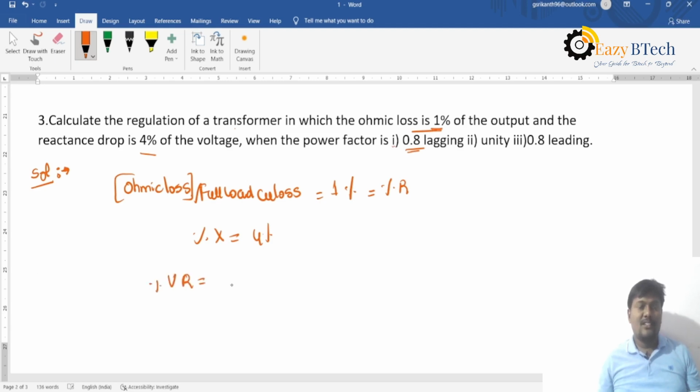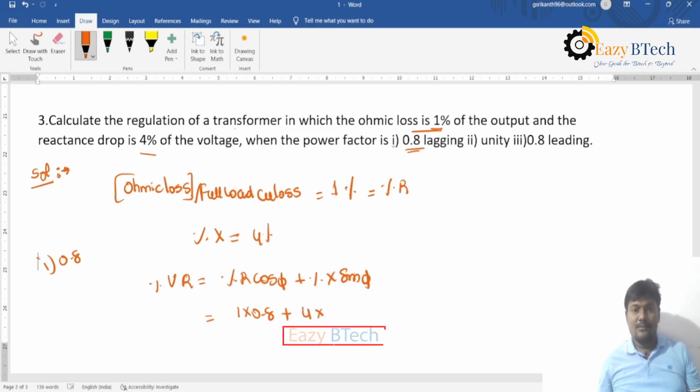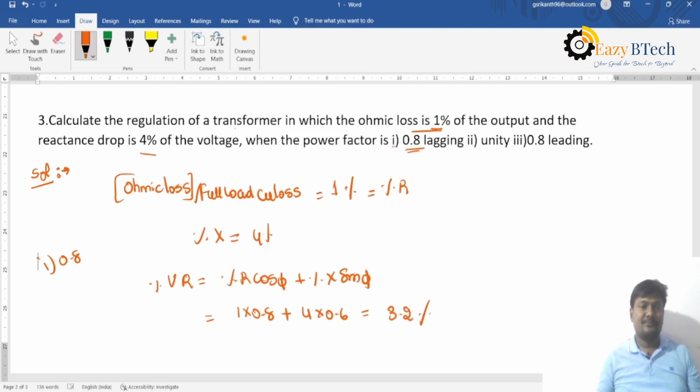Percentage voltage regulation is equal to percentage R cos phi plus percentage X sin phi. Plus is for lagging power factor. So substitute here 1 into 0.8 plus 4 into 0.6, that is 0.8 plus 2.4, which should be equal to 3.2 percentage.